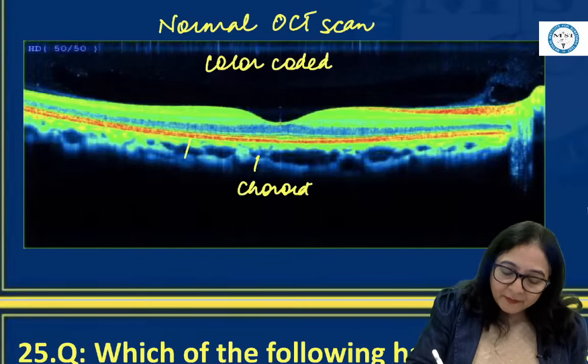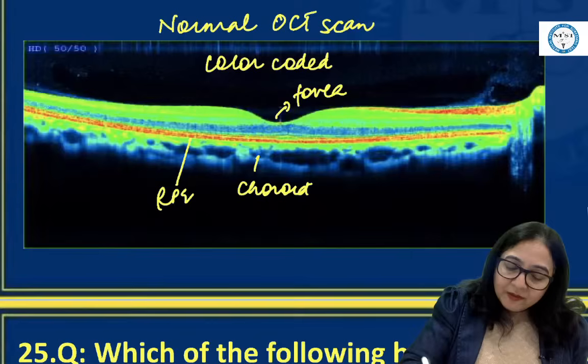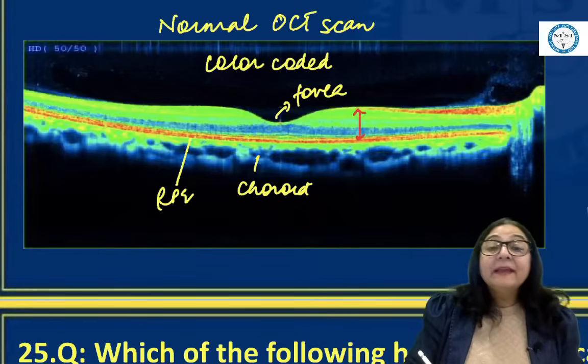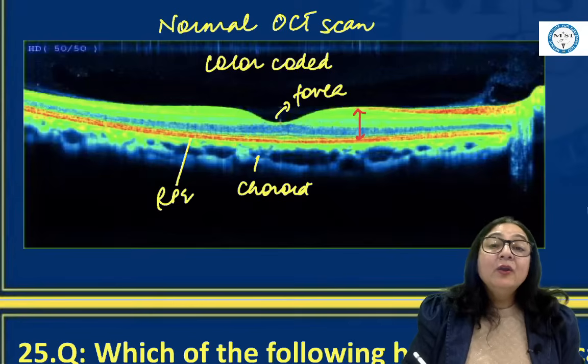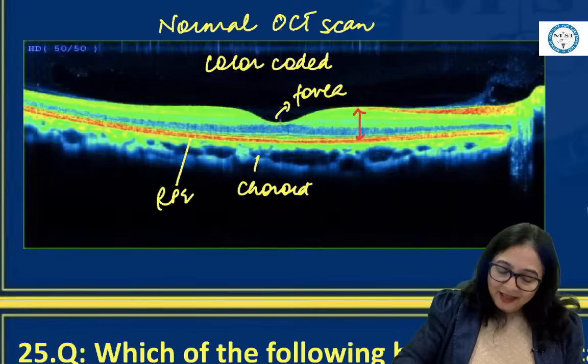This is your RPE. This is the area of the fovea, and all the different layers of the retina, all the 9 layers, can be visualized on the normal OCT scan. Okay, beta, right?